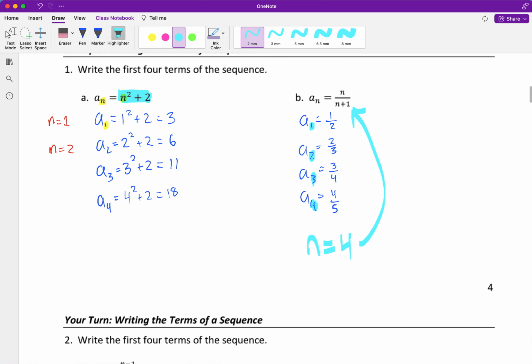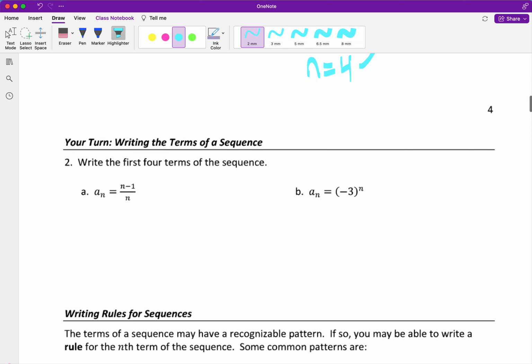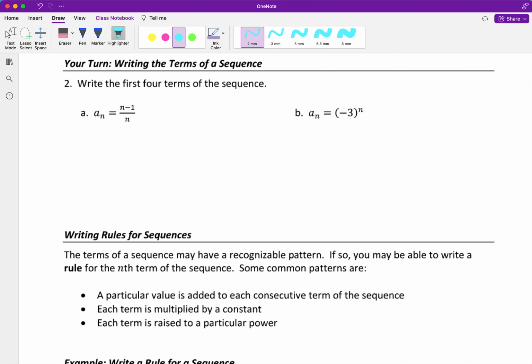All right, so I have your turn for you to practice. You should pause the video and see if you can figure it out yourself. And I will do it in case you get a little bit lost. Alrighty, so I'm just letting n equal 1. So if I do 1 minus 1 over 1, that's 0 over 1. And remember, if you have 0 on the top of a fraction, that's always 0. If you have 0 on the bottom of a fraction, that's undefined. That breaks math.